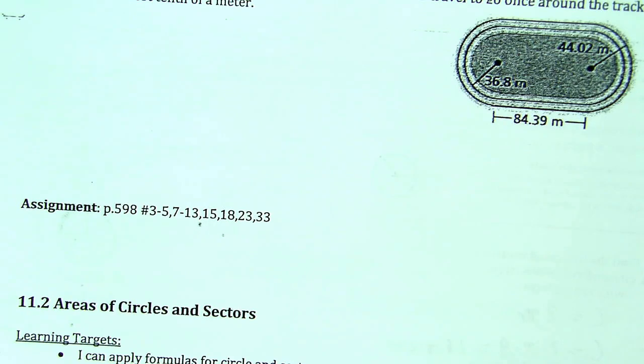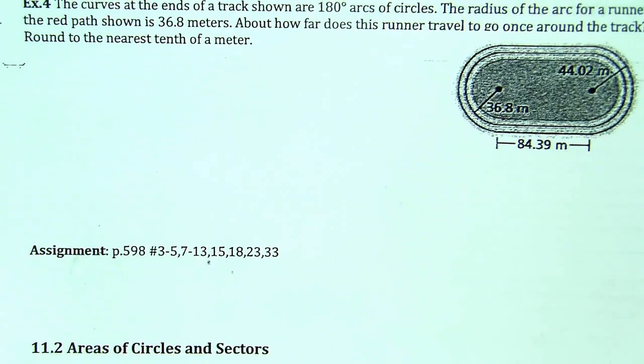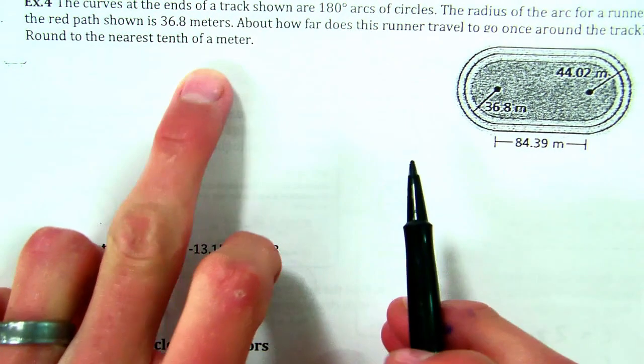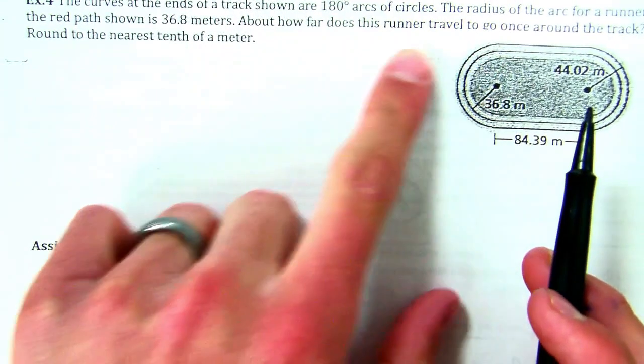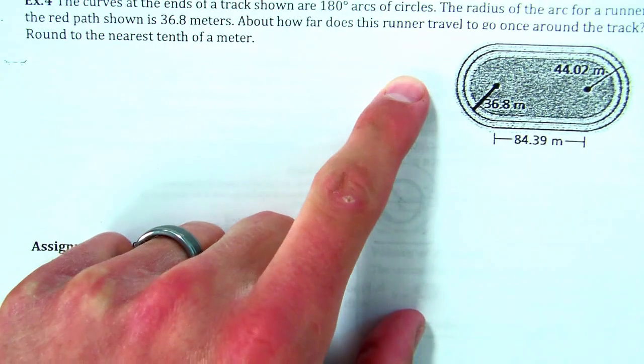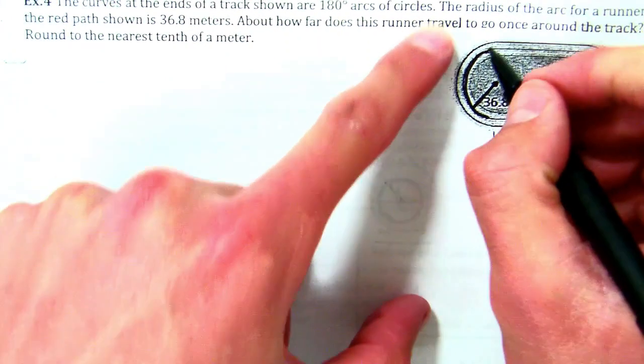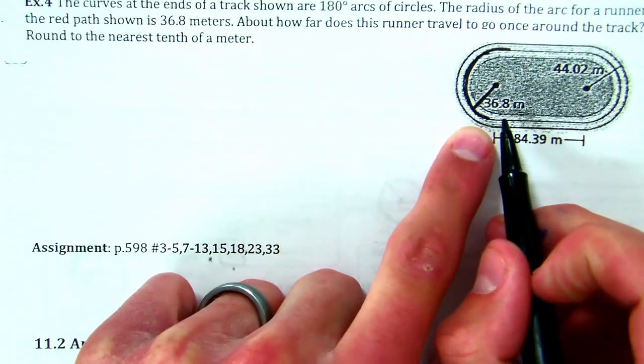So what you're trying to ultimately figure out is, a runner's going once around the track. So for you track people, here you go. This is actually accurate. So they are taking the, let's see, 36.8 is this one right here. So we're going to use the 36.8 as our radius.